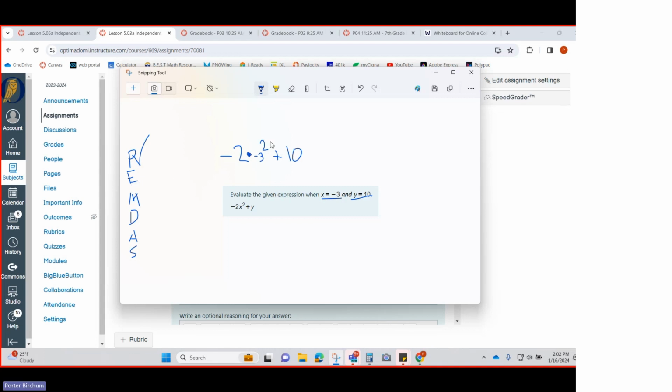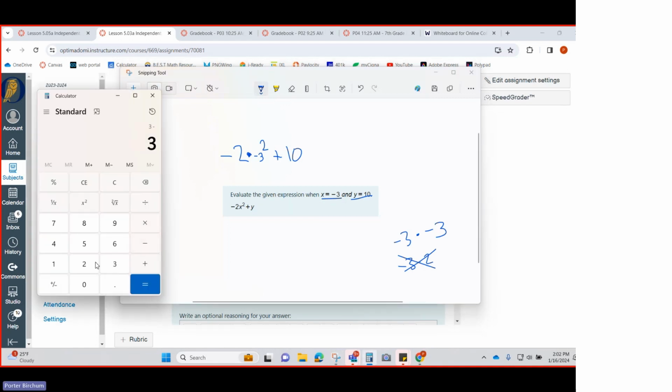Negative 3 to the power of 2. This does not mean negative 3 times 2. That is not what that means. Exponents tell us how many big numbers there are. So negative 3 to the power of 2 means negative 3 times negative 3.